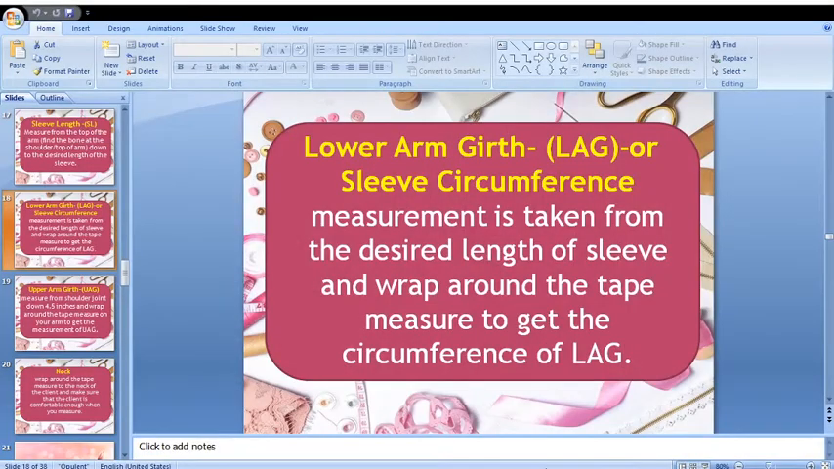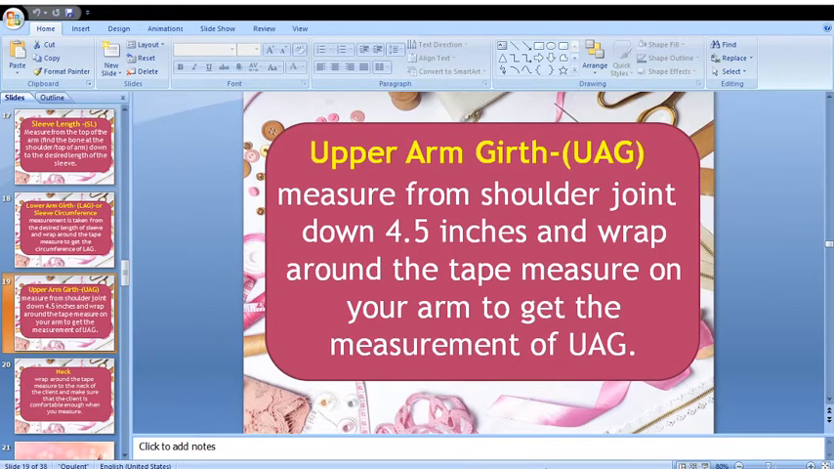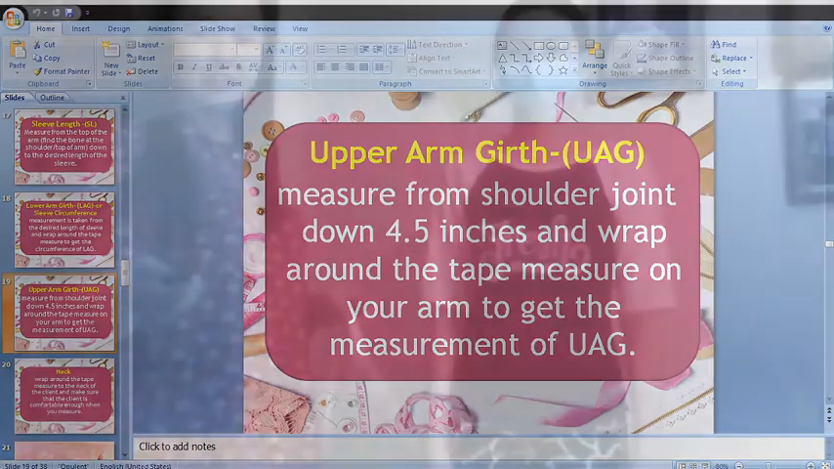And next is your upper arm girth. So in measuring the upper arm girth, we're going to measure from this joint 4.5 down, and then we're going to wrap the tape measure around here. Then we can get our upper arm girth.